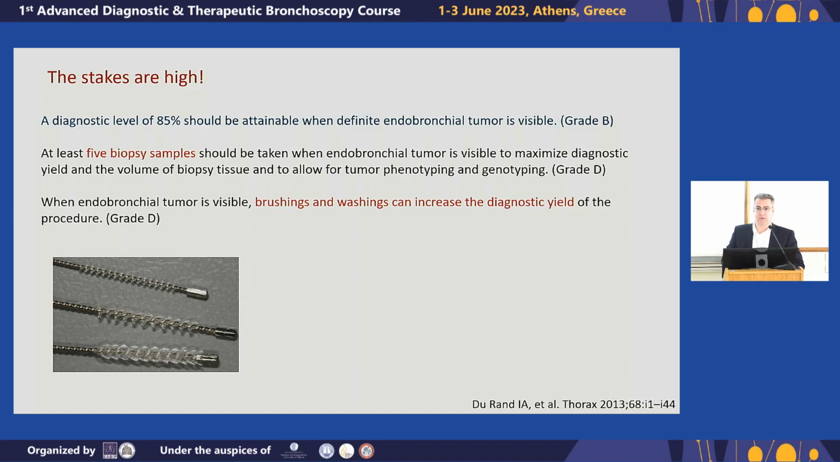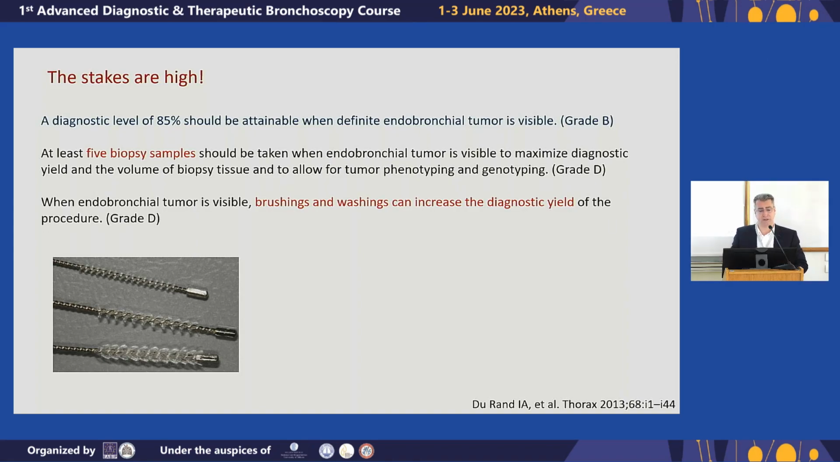The stakes are high, meaning that we have to be very efficient with our biopsies. We need to have a diagnostic level of 85% when we are dealing with endobronchial tumor, when we have these lesions inside the lumen. So there are no excuses. We have to be very efficient with hemostasis and get sufficient biopsies. We take at least 5 biopsies from an endobronchial tumor to maximize our diagnostic yield, but we also combine our techniques with the cytological techniques, such as brushing and washing.